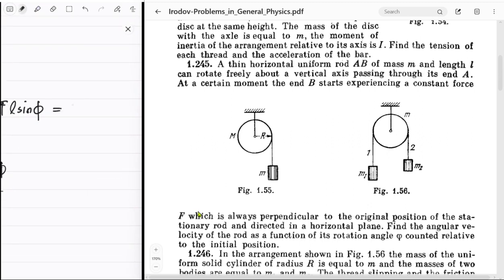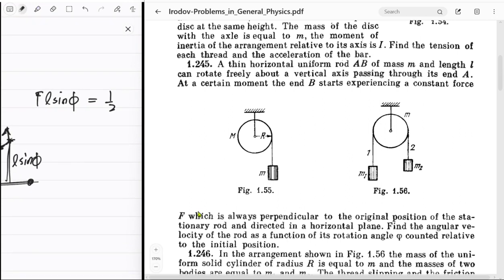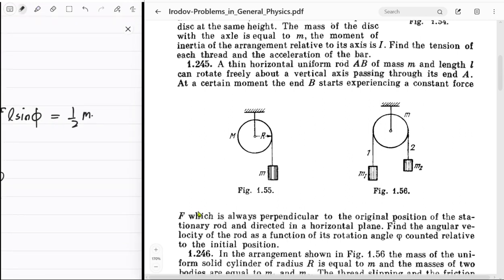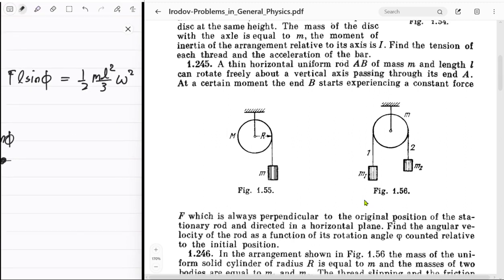That's just equal to half I omega squared, plus linear motion. Half inertia is just ml squared upon 3, and then you got omega squared. So there you go, you got the angular velocity. What do you want exactly? Find the angular velocity as a function of phi, of course. We got it. Easy as that.